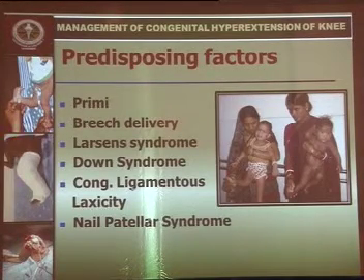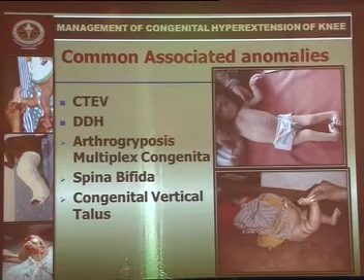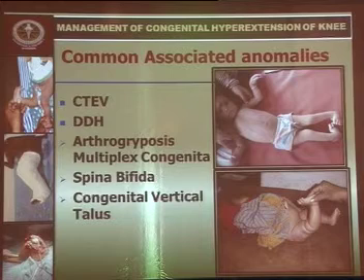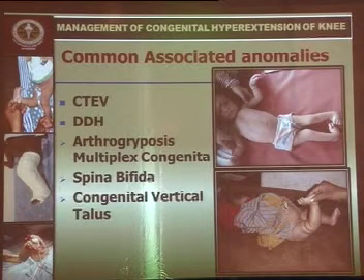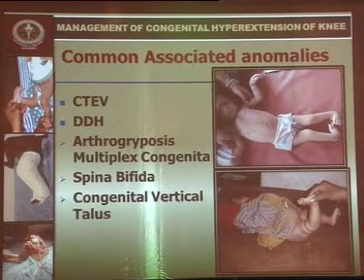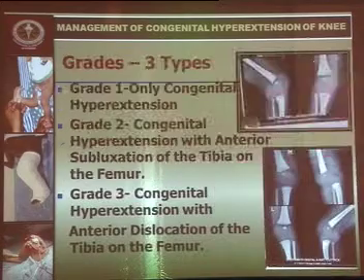Predisposing factors include breech delivery, Larsen syndrome, Down syndrome, congenital ligament laxity, and nail-patella syndrome. Common associated anomalies where you come across these cases are clubfoot (CTEV), DDH, arthrogryposis multiplex congenita, spina bifida, and congenital vertical talus. So these may come with so many other associated abnormalities.